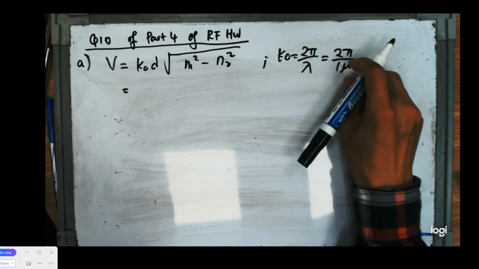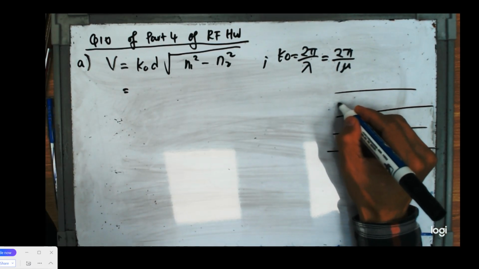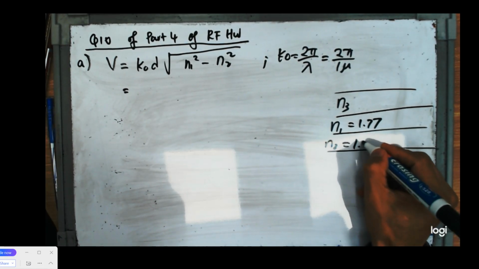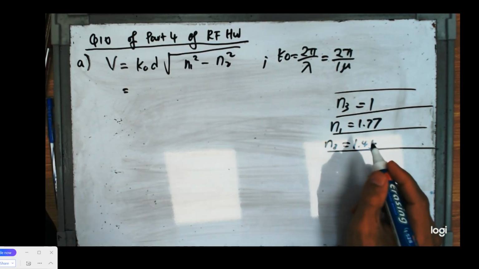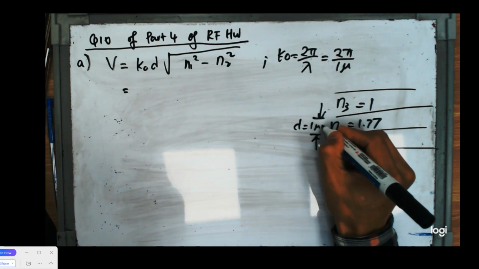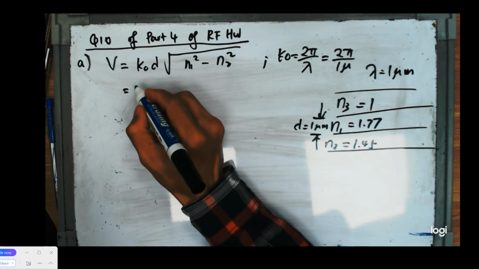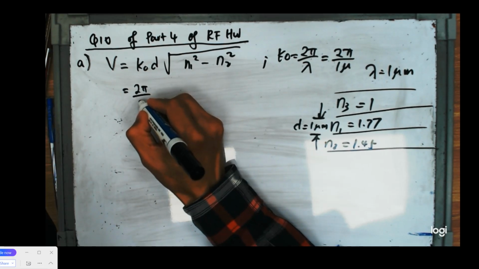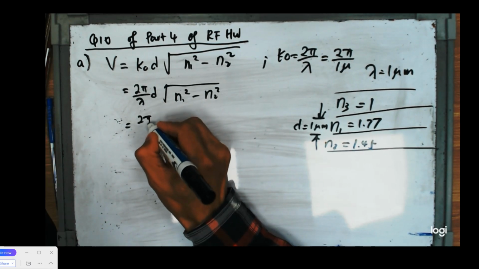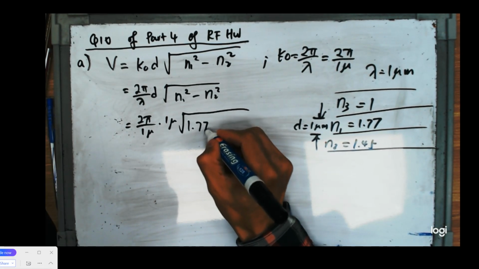Before moving forward, let's construct the structure. So we have 3 layers, and n3, n1 and n2 are the refractive indices. This one is equal to 1.77, this one is 1.45, and this one is 1. The thickness here is 1 micron. The lambda is 1 micron as well. So what you can do is calculate K0, which is 2 pi over lambda, and then the V number is 2 pi over 1 micron, times 1 micron, times the square root of 1.77 squared minus 1.45 squared.